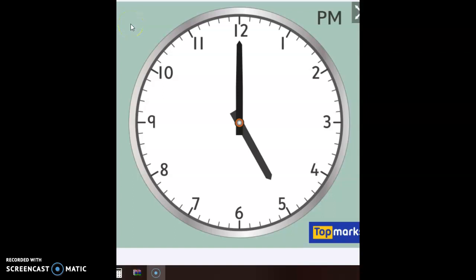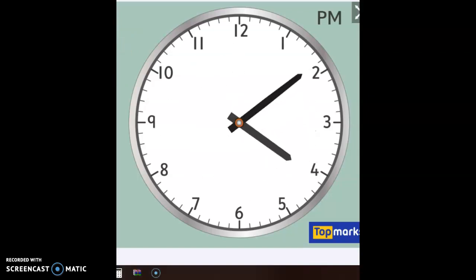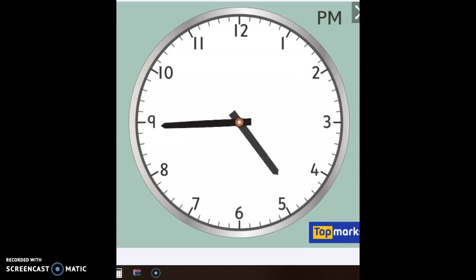Guys, something about the clock that I wanted to tell you is this. Time never goes backwards like this. No, we can't do that. It always goes forwards. Like this, okay?